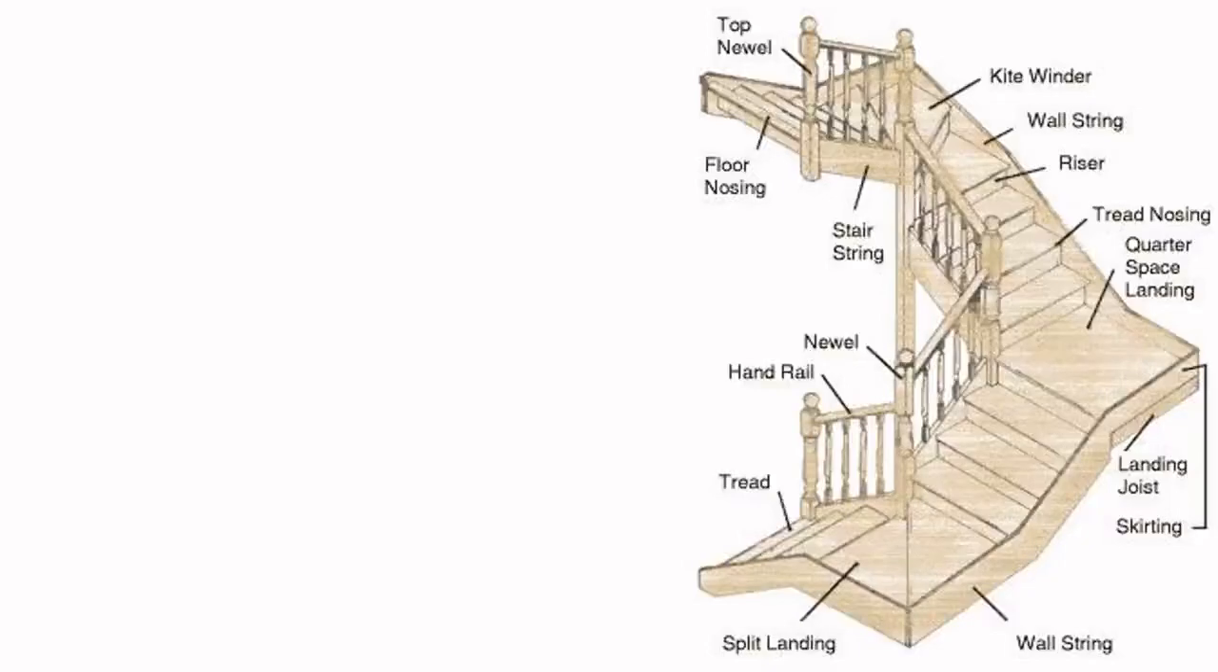Now, we can see some more components in this step. This is another type, where more components are shown. So, nosing. What is nosing? You can see here floor nosing, right? Floor nosing. So, what is nosing?